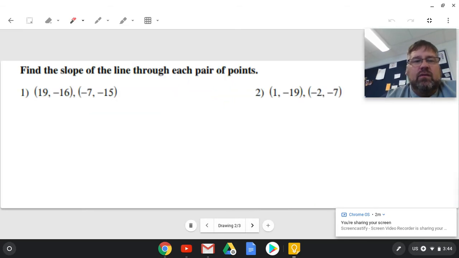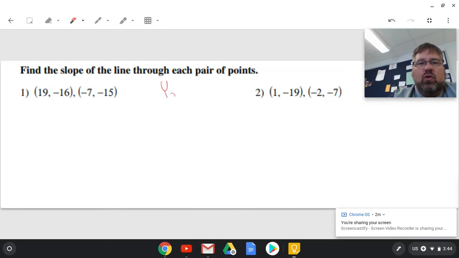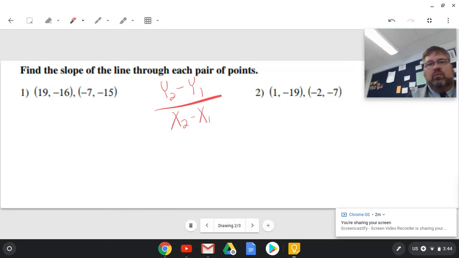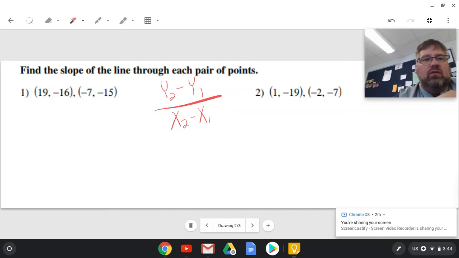Let's look at the next one. We're going to find the slope through a set of ordered pairs, or two sets of ordered pairs. And the only way to do this one is to use our slope formula, which is y2 minus y1 over x2 minus x1. If you still don't feel comfortable with this, then you can label your values x1, y1, x2, y2. And if that helps you, then plug it in.